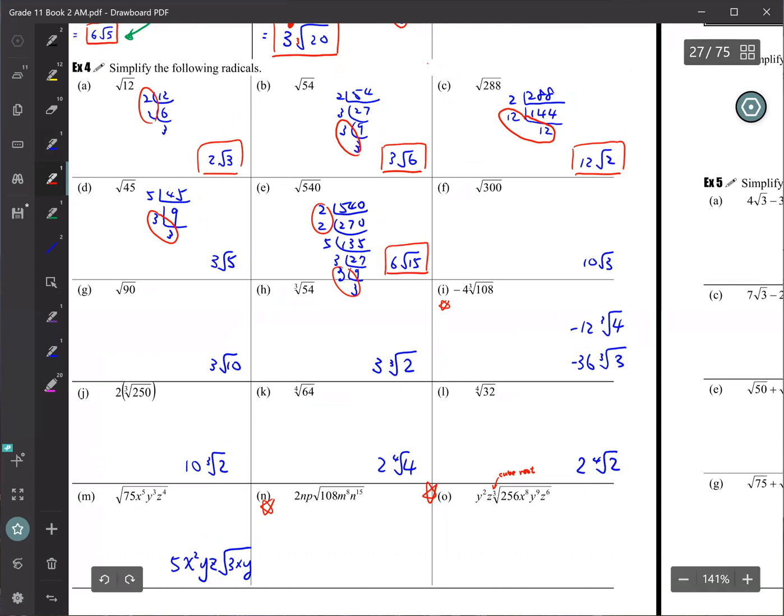Okay, next question, question F. We can use 3. Right, and then I know 100, I can make it into pairs of 10 and 10. And that clears everything, right? So 10 can go out, right? 3 stays in. Perfect so far, right? Everyone's good.